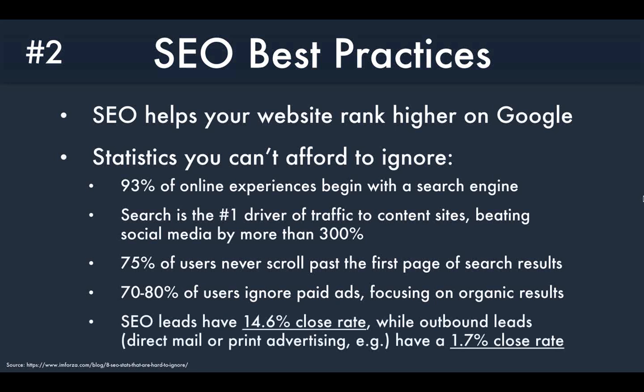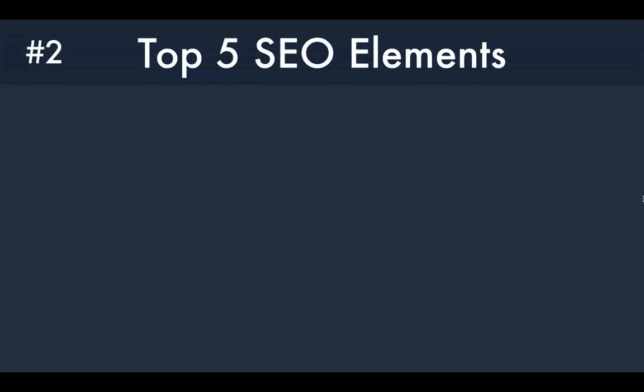Now, this is amazing, but SEO leads have a 14.6% close rate, while traditional, like direct mail, print advertising, only have a 1.7% close rate. So we talked about digital marketing being cheap and easy, but man, it's also very, very effective. Here are the top 5 SEO elements.